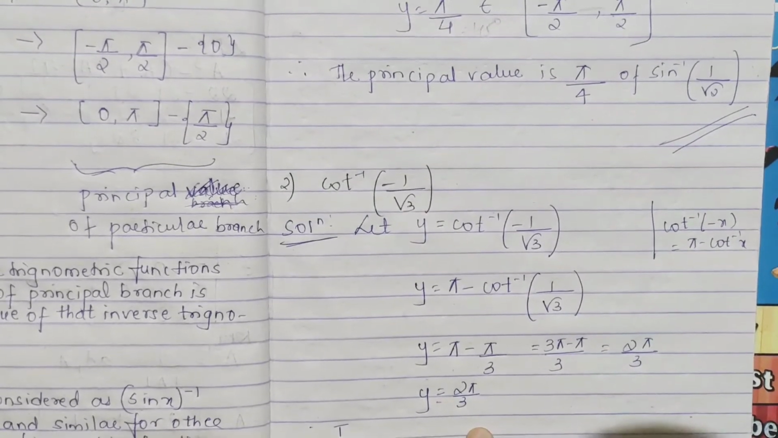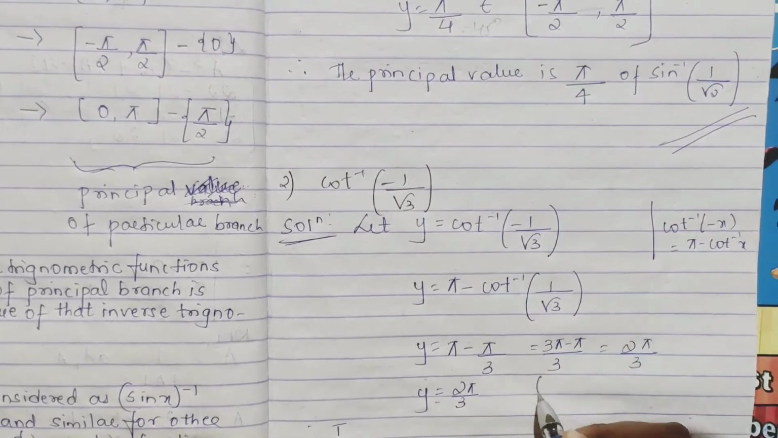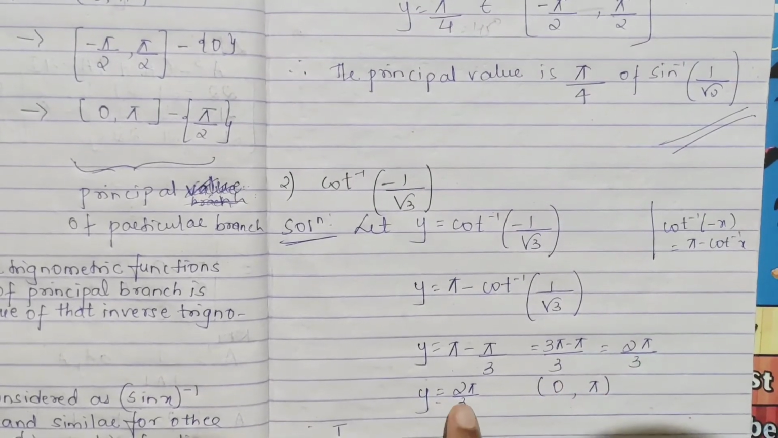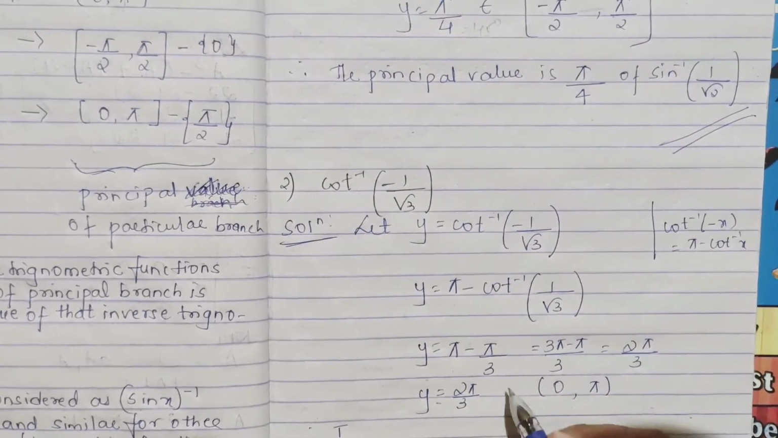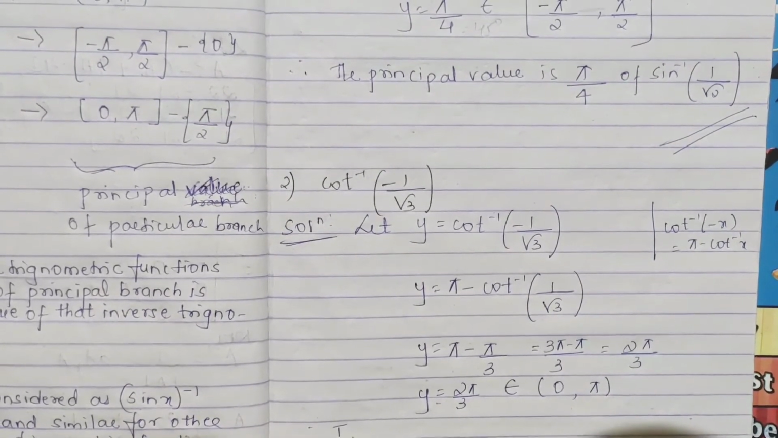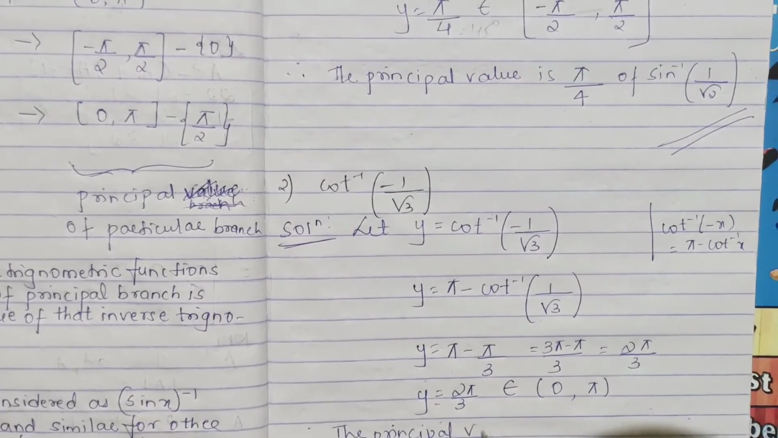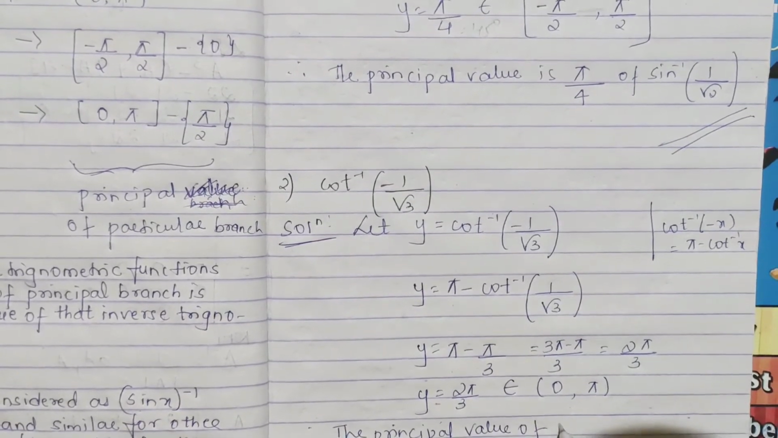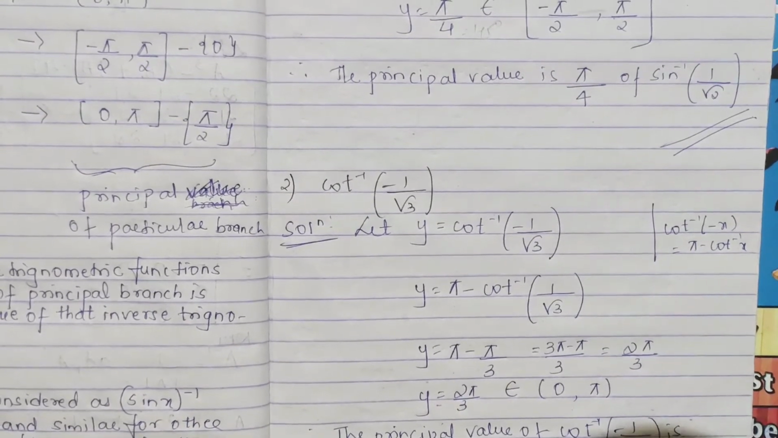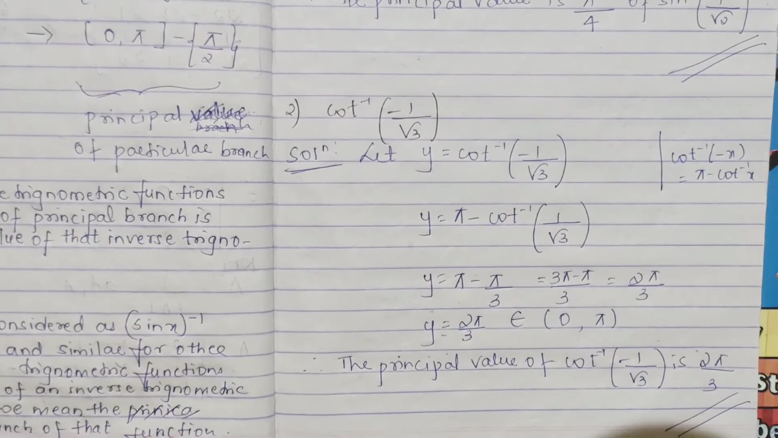Now what is your cot inverse x? Its branch is the open interval 0 comma pi. Yes, open interval 0 comma pi. So obviously your 2 pi by 3 lies between 0 to pi. So this belongs to the open interval 0 comma pi. You should remember the table carefully. So you can tell the principal value of cot inverse of minus 1 by root 3 is 2 pi by 3. So in such a way you have to solve both.